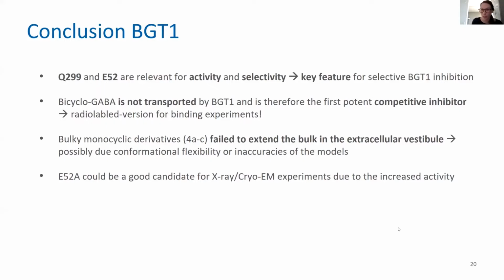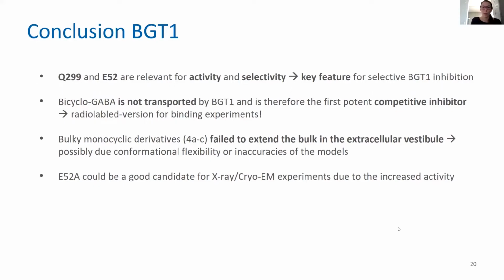And this is so remarkable because that compound is so small and it looks exactly like just a GABA derivative. But knowing that it's not transported, this gives us new options. So what we did, and what we are right now working on, is that we actually got a radio-labeled version of bicycle GABA. And this is super exciting because right now what we're doing are actually binding experiments. So I hope that in the near future, I can also share these results with you.